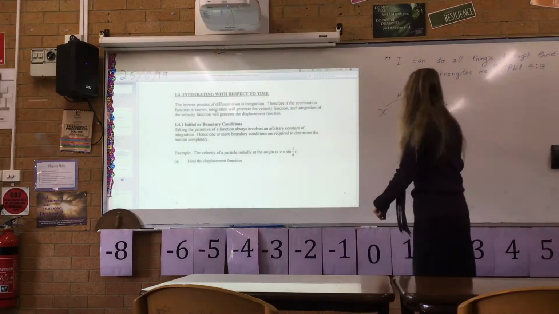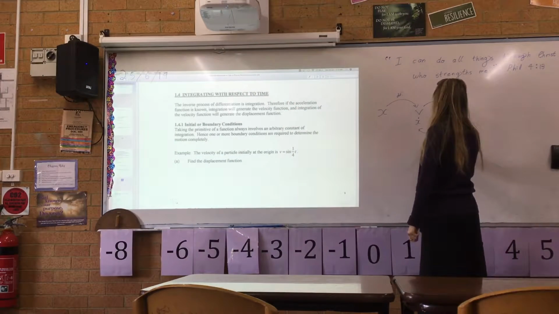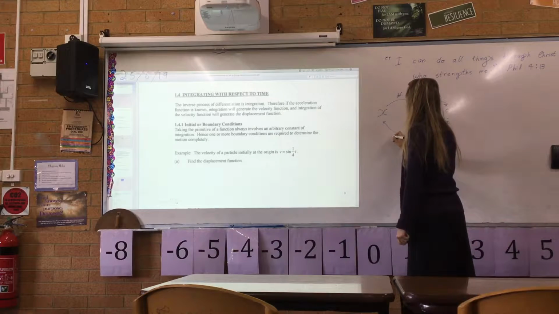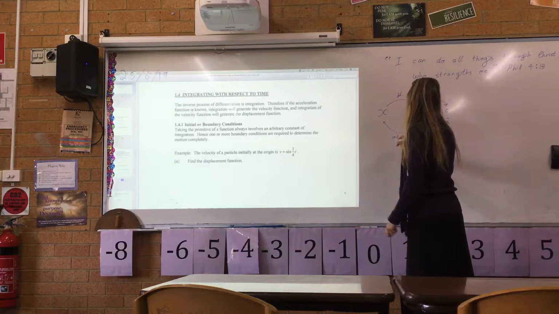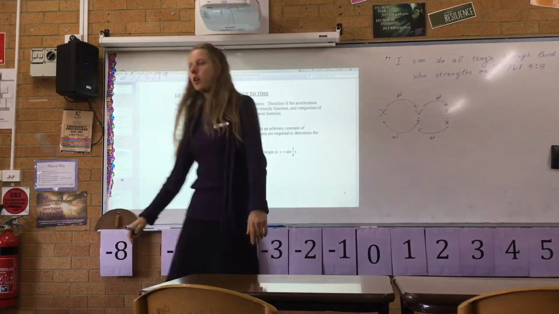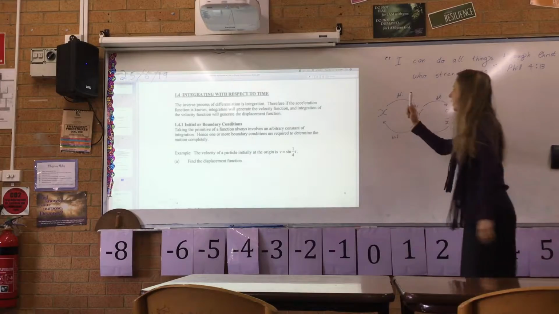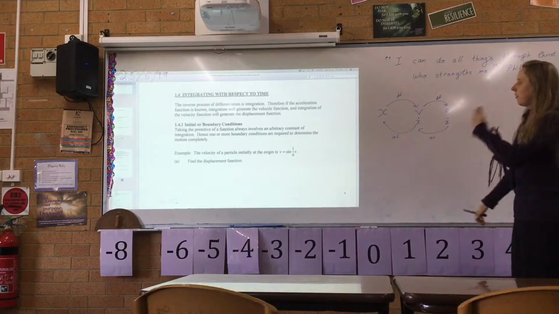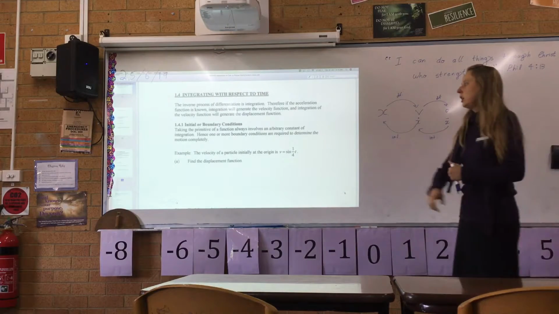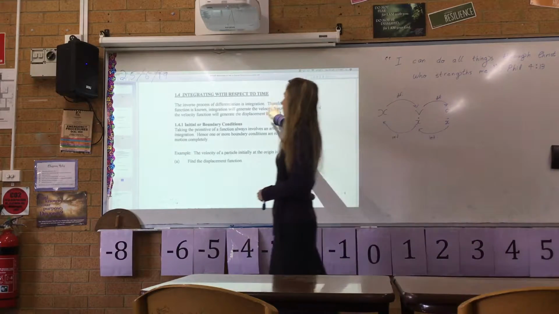Integrate. So to go the other way, we integrate. That's exactly what we're doing. We're going in the reverse way. So we integrate acceleration, we get velocity. We integrate velocity, we get all the way back to displacement. And that's what we're looking at, which is exactly what this tells us here.